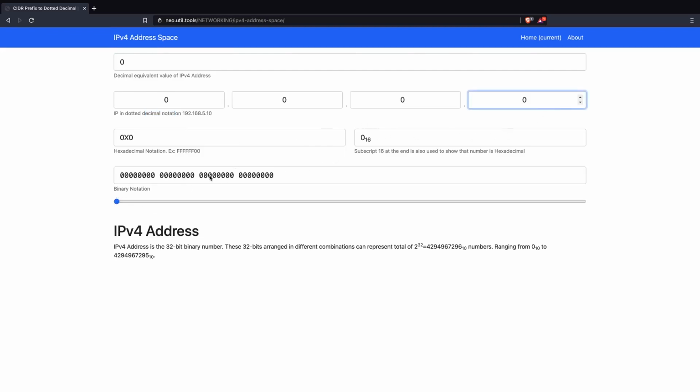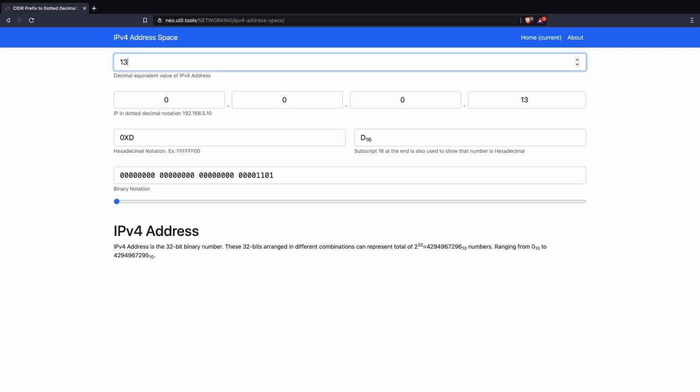Let's increase. Let me go decimal this one. If we increase, what is happening? Look at this, I'm changing. You can open this tool in your browser as well. You can go to Neo-util tools, networking, and IPv4 address.